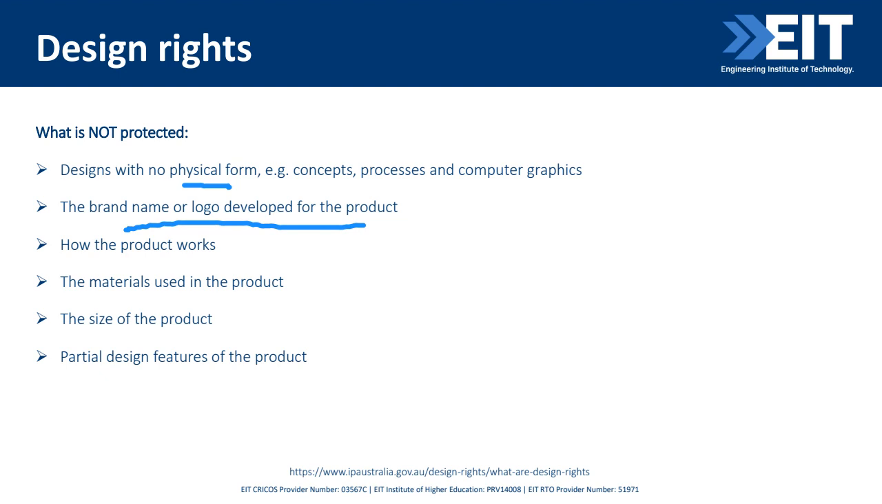How exactly your product works is not protected under design rights. What materials you are using in your product is, again, not part of your design rights. You can look at patents for this too. The size of the product and partial design features of the product are also not protected under design rights.